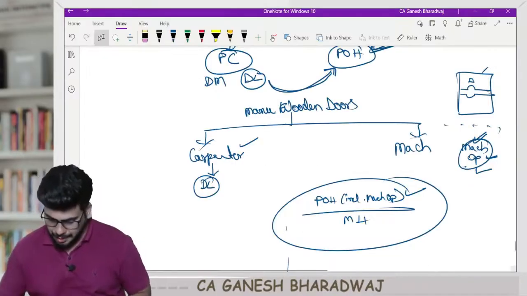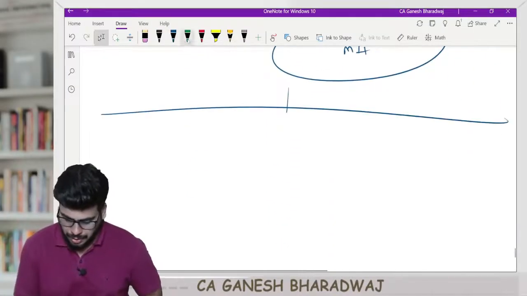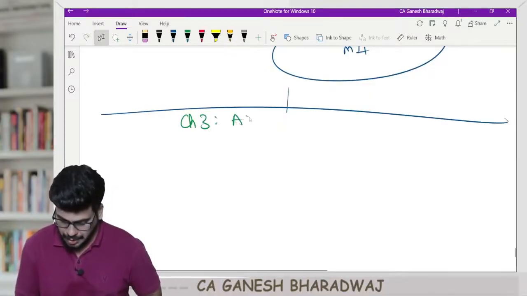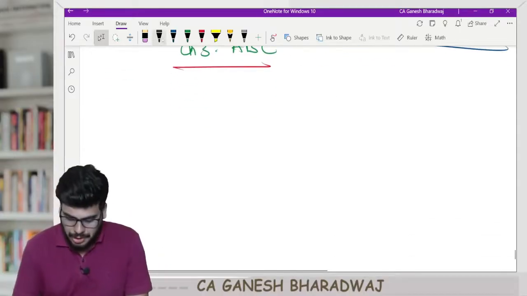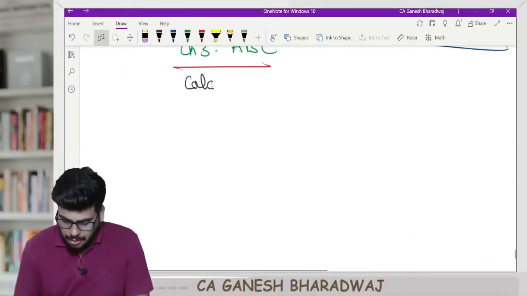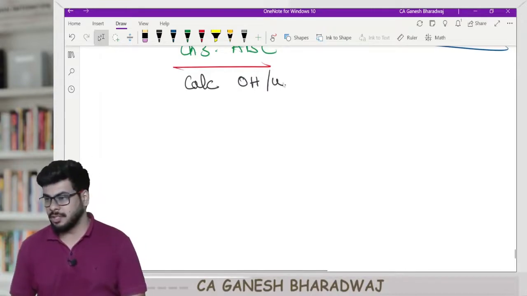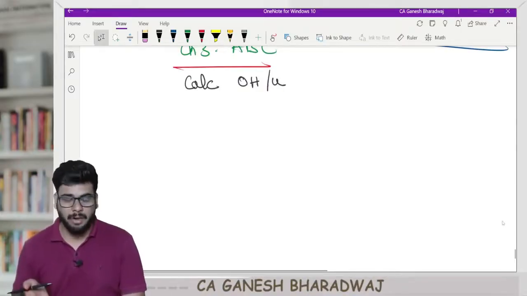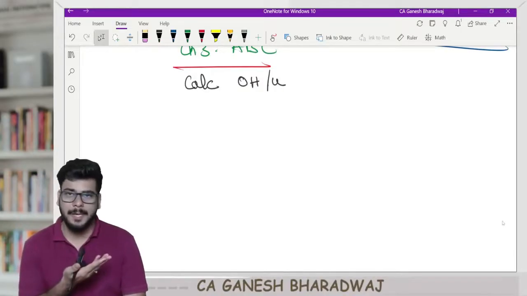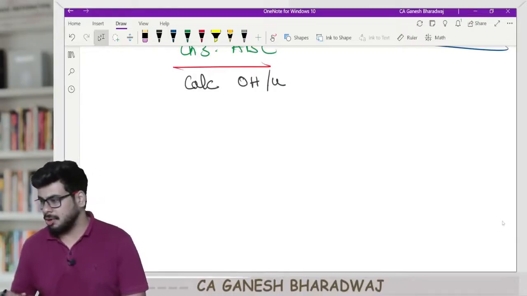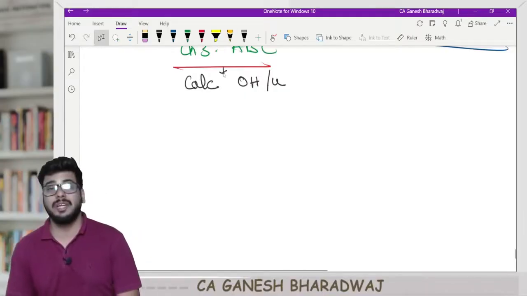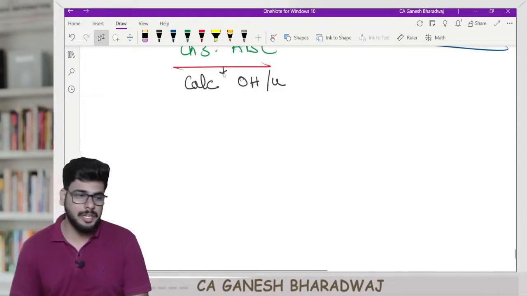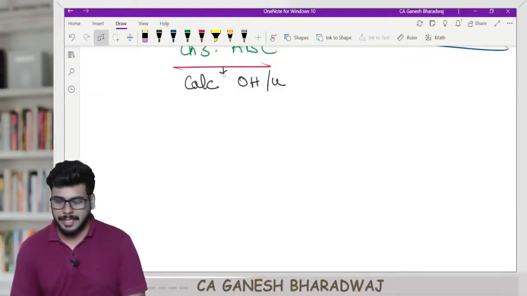Now in this chapter, chapter 3, ABC, the objective is to calculate the overhead cost per unit. Sir, you said this was the objective of the previous chapter also, that is overheads. This chapter also, once again, you are saying the objective of ABC is to calculate the overhead cost per unit. Why do we need two chapters with the same objective? Now let me tell you this.